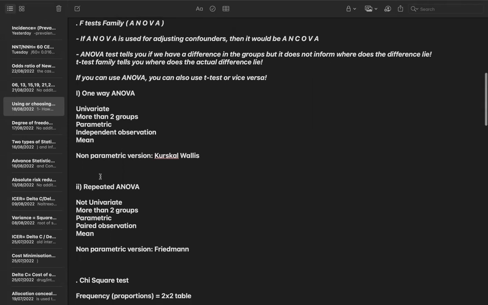We have one-way ANOVA and repeated measures ANOVA. One-way ANOVA is used when we have a univariate test, more than two groups, and parametric distribution. See the difference: previously in the t-test we had two groups, here we have more than two groups. Again, the distribution should be parametric, with independent observations and measuring mean. In repeated ANOVA, it should be paired observations.